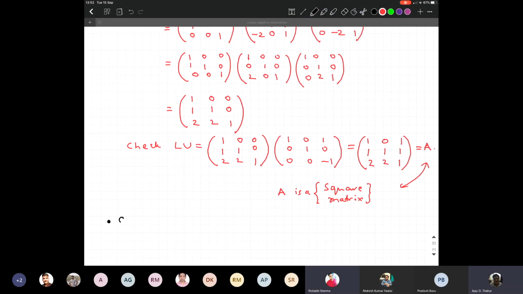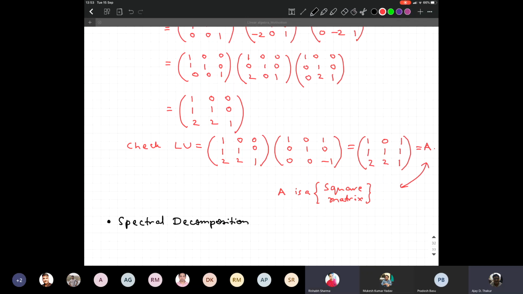Hello, sir. Yes. Sir, I think one more condition should be added in this LU decomposition. The condition is that all the principal diagonal elements should not be 0. Yes, sir. That is because the pivot would go in the denominator. Yes, sir.